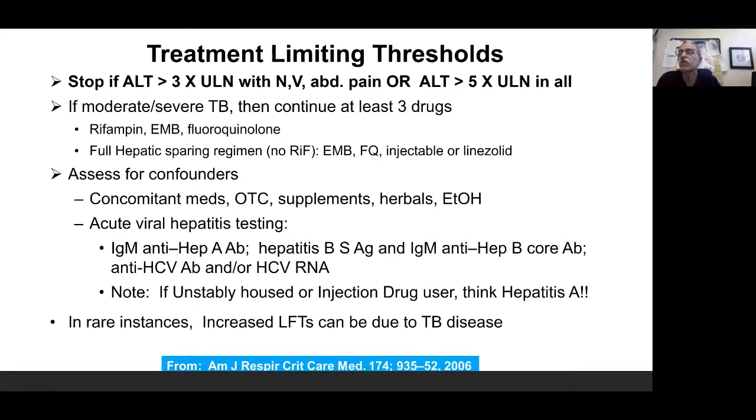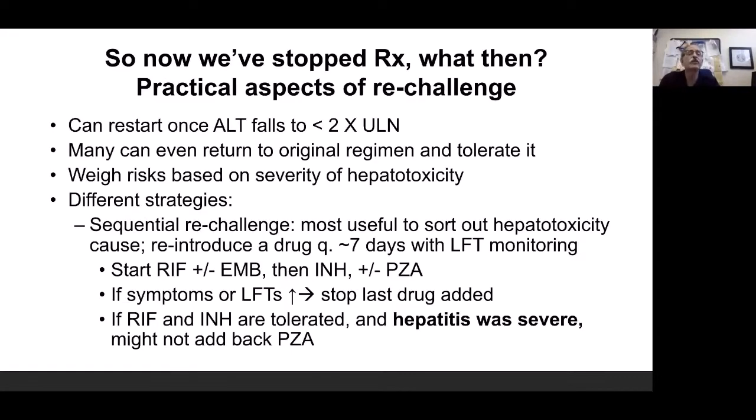So let's say you've stopped the medication, their TB disease isn't too bad, so they can afford to be out without it for a while. What do you do? Well, you want to make sure their liver enzymes are getting better, because if they're not getting better, even though they're off of medication, then you probably need a liver specialist to help you. But if their liver enzymes fall, then usually when they get down to around twice the upper limit of normal is when we start to re-challenge them.